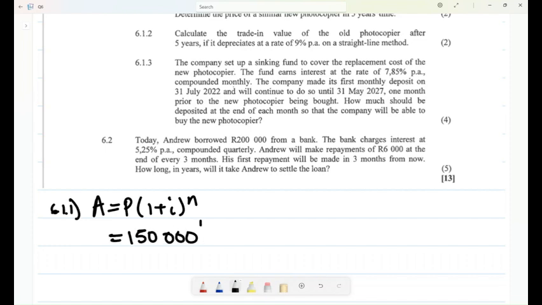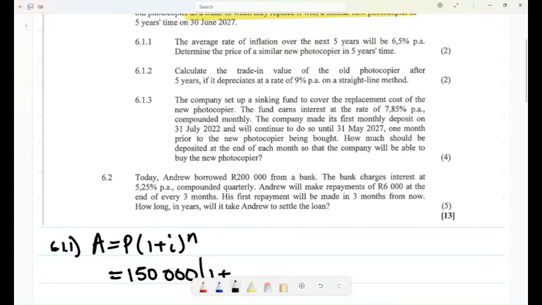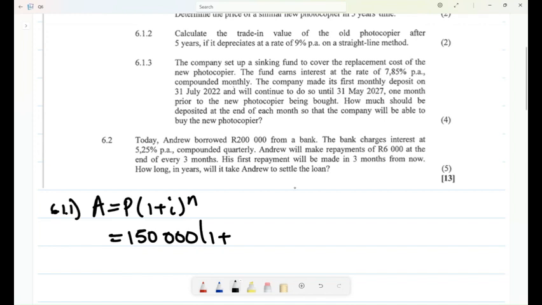So it's gonna be 150,000 times 1 plus what is my interest? My interest is 6.5. So I'm gonna say 6.5 divided by 100. I get 0.065, for how many years? For 5 years. Okay, then I punch that on my calculator.